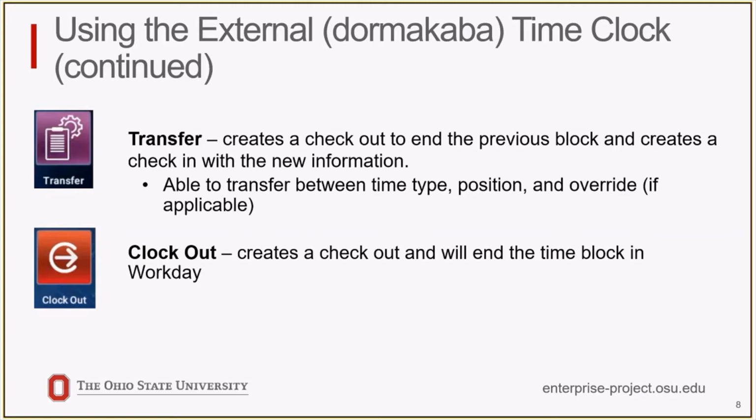To clock out, employees will select the button that says Clock Out. This will create a checkout that matches with the most recent check-in and creates a new time block in Workday. Employees will receive an immediate confirmation message of the selection. It is important for employees to select the Clock Out button at the end of the shift.